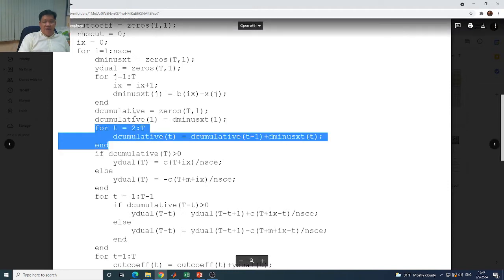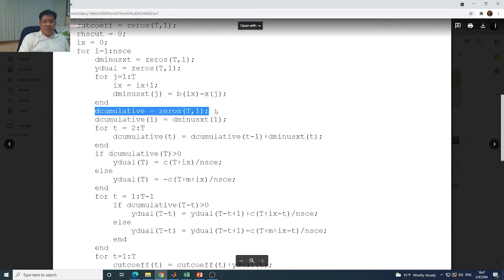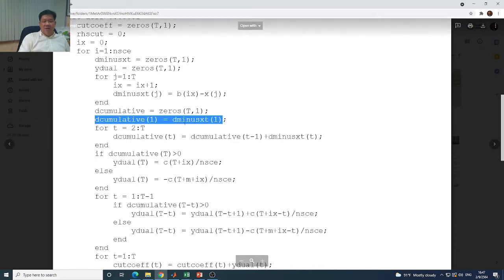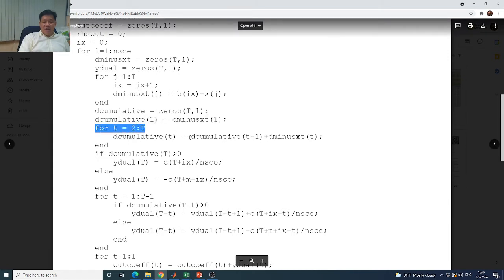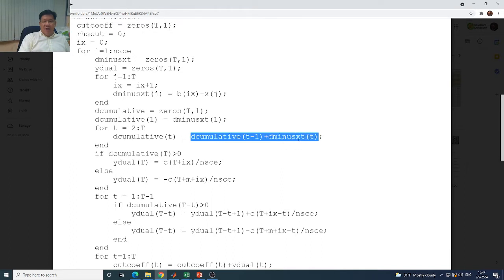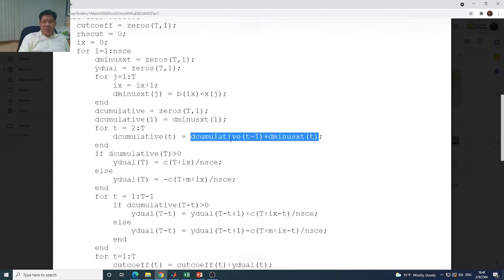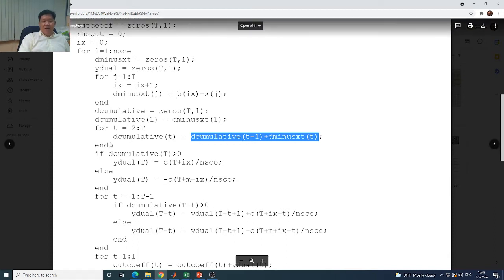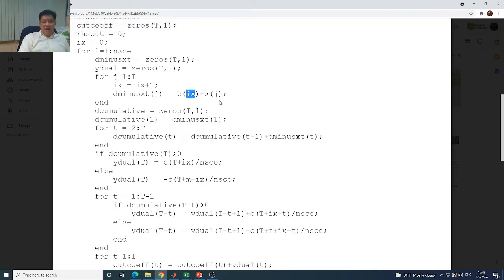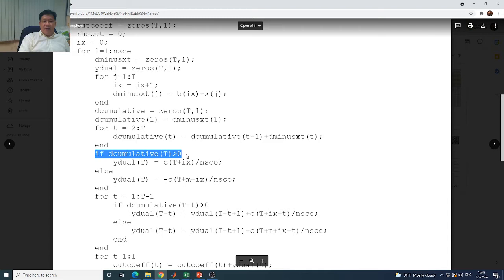We start with the cumulative, setting up the space for a variable to store the cumulative, and start with the first one, for each scenario i, and for i equal to t. So we start computing the cumulative of d minus xt. This is d minus xt. Once you compute it, you use the previous cumulative plus the current one, and with this routine you will get the cumulative value of dik minus xj.